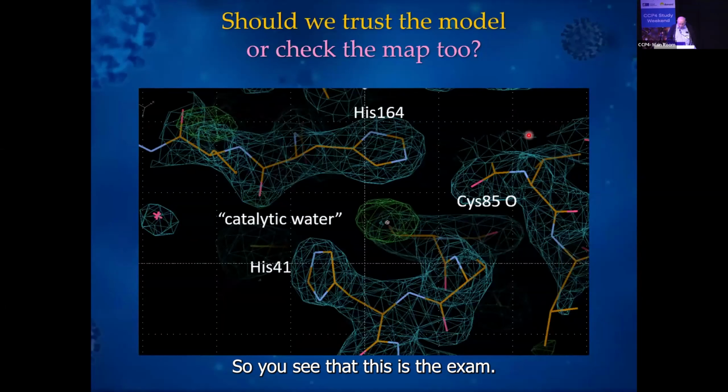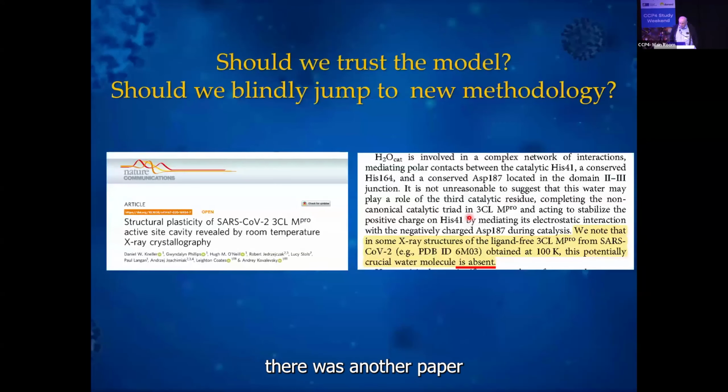So you see that this is the example where you have clear blob, which is a water, and there is nothing here. Yes, in the model, there is no water. And you see that there was another paper about the same structure, and they wrote, you can look at that, it's quite important, taking into account that it's related to COVID.